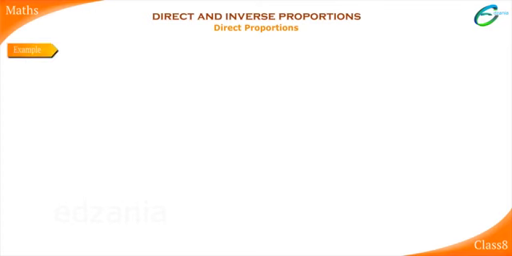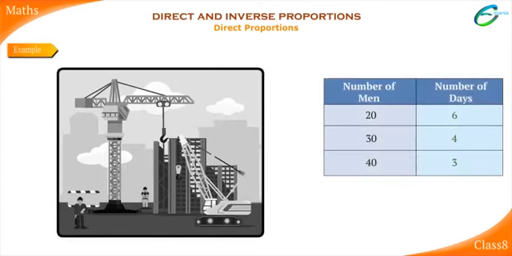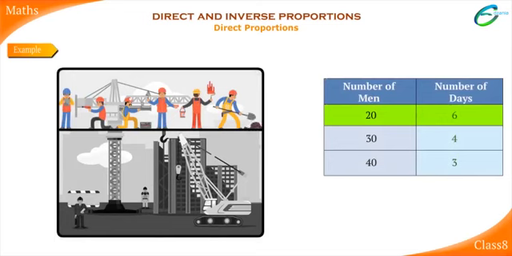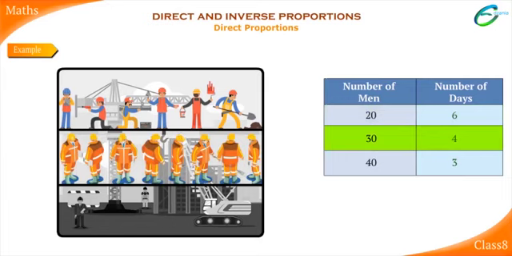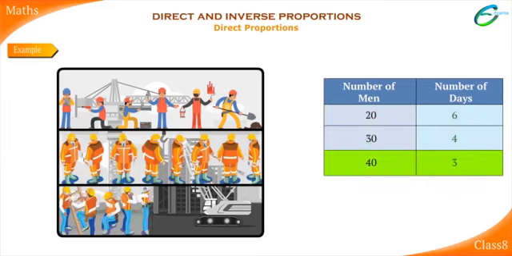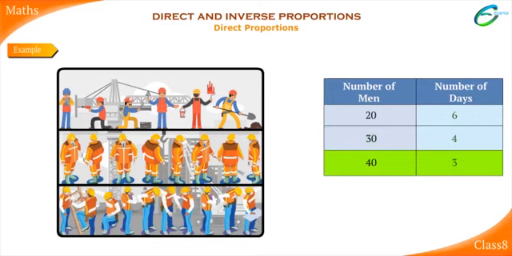Let us look at one more example. For a construction work, 20 men are required for 6 days. If the number of men is increased by 10, that is 30, then the number of days taken for the work to be completed will be 4. If the number increases to 40, then the work will be completed in 3 days. It can be seen that as the number of men is increasing, the time taken for the work has decreased.